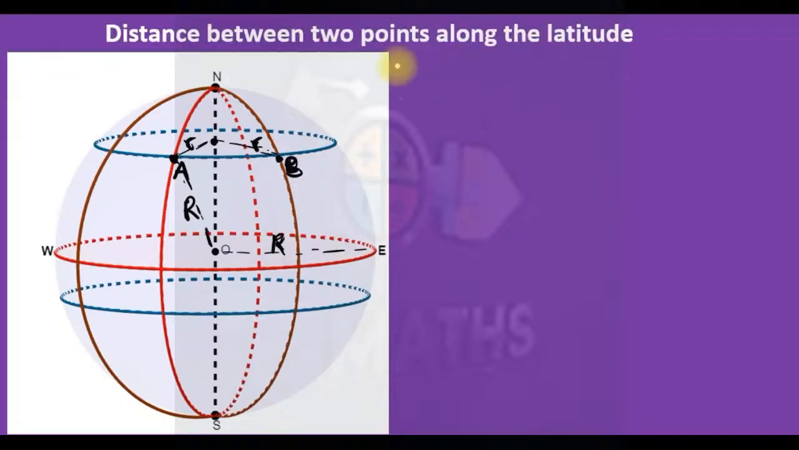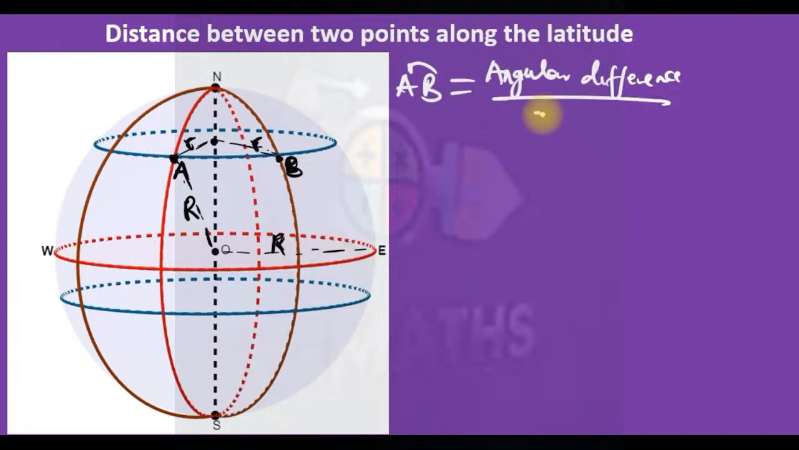since this is a circle, we know that the distance is always a length of arc. So we use the angular difference. Depending on whether they're on different hemispheres, we add. So it is angular difference over 360 times 2 pi small r. We are not using the big R now because we are on this small circle, so we use small r.